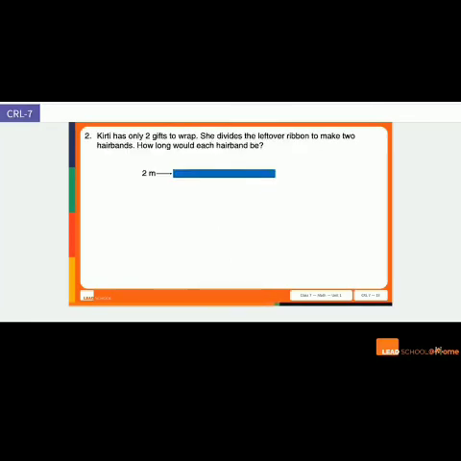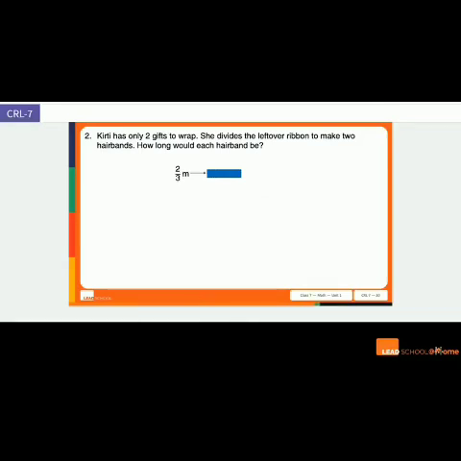Kirti has only 2 gifts to wrap. She divides the leftover ribbon to make 2 hairbands. Can you guess how long each hairband would be? Here you can see that she uses 2/3 of a meter for the first gift and another 2/3 of a meter for the second gift. She is now left with 2/3 of a meter of the ribbon.